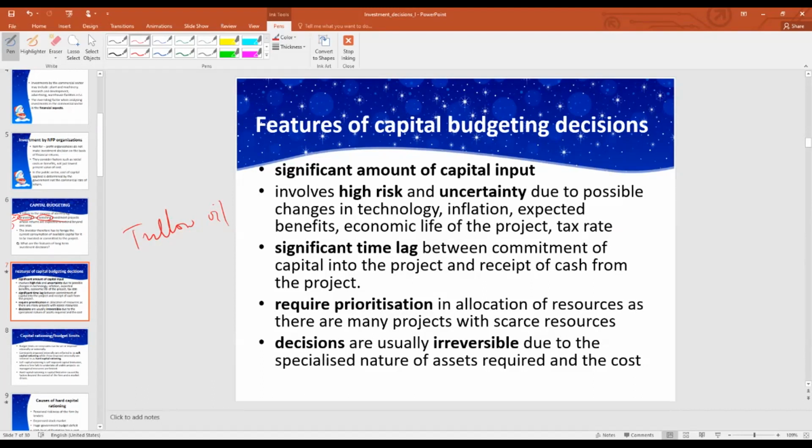So risk is going to be there, because don't forget most of the earnings that we expect to receive from the project are not occurring tomorrow. They occur 10 years from now, 20 years from now. Therefore there's a high risk. You might not even actualize what you're anticipating. And of course, there's a time lag between commitment and the time to earn money. And most of the time they require prioritization.